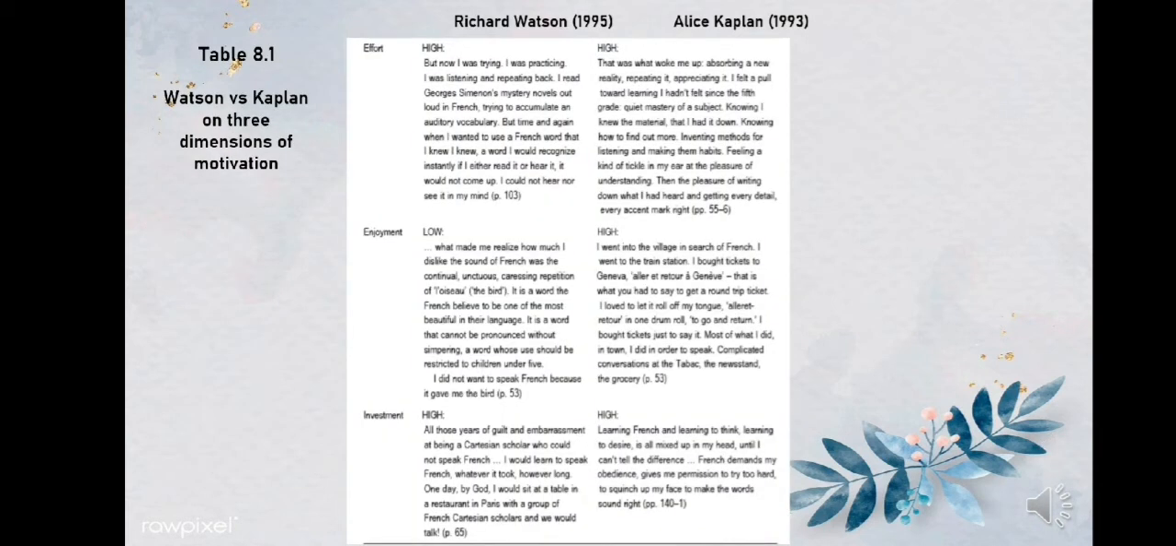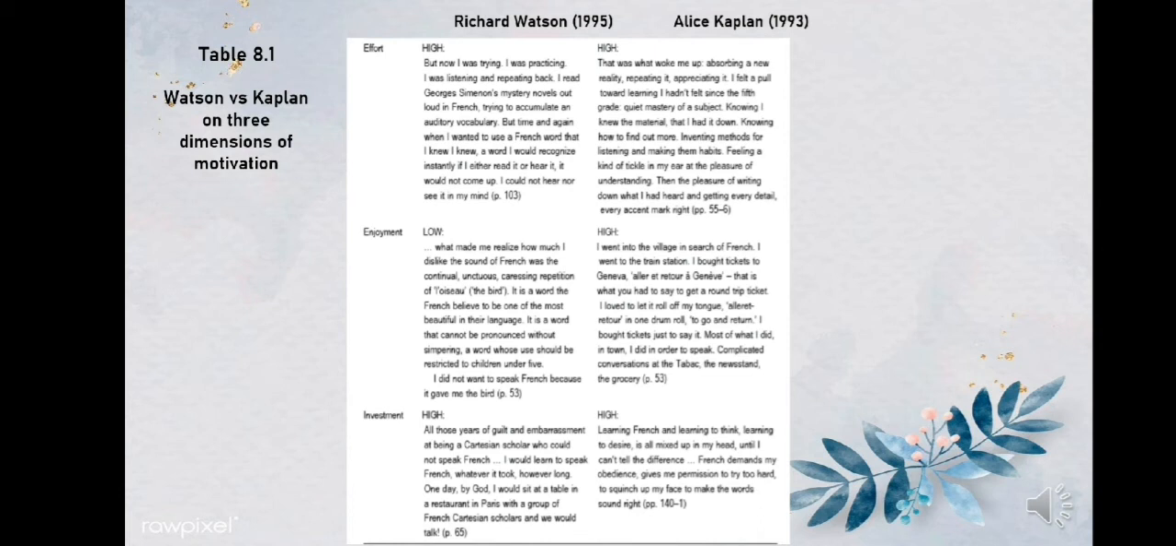In order for us to appreciate those three dimensions, let us return to the comparison of Richard Watson and Alice Kaplan found in chapter 7. This table shows excerpts comparing the two French learners on the three dimensions of effort, enjoyment, and investment. So, let us first observe the data.